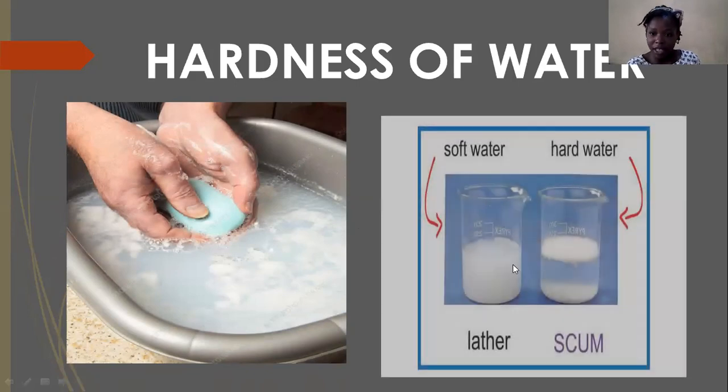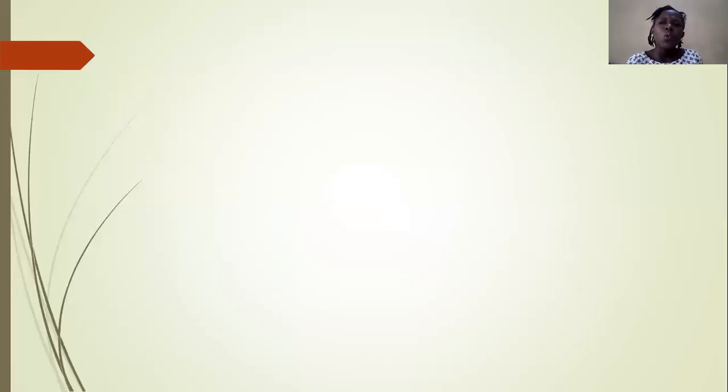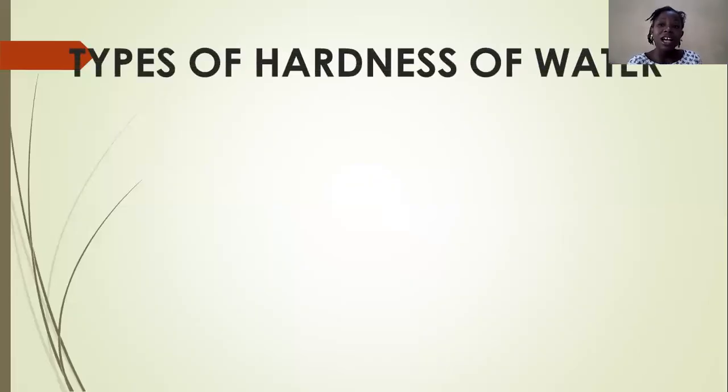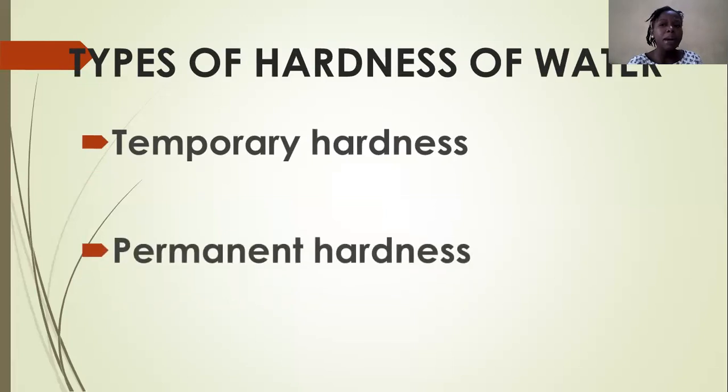Now look at this other image. You see, for the first one, the water lathers. Then the second one, which is hard water, you see scum on top of the water. So this is the definition of hard water: hard water is water that will not lather with soap. Now, what are the types of hardness of water? Hardness of water is of two types. We have temporary hardness and then permanent hardness.